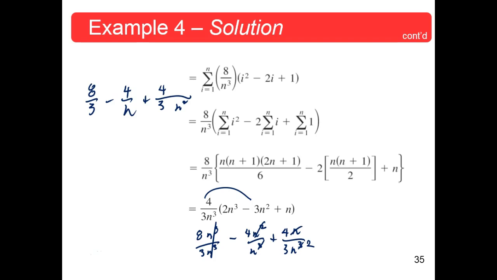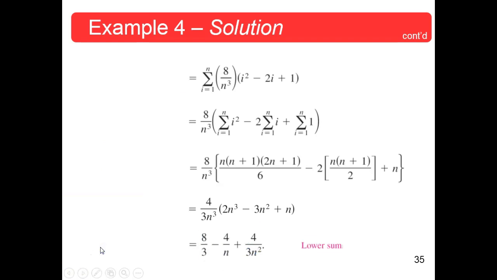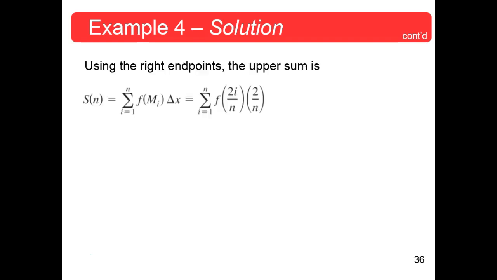Now, you can do that from the big side, and you're going to get the same result. This one has a minus, that's going to have a plus. That's exactly what we got, and that's the form you wanted it in. That's the lower sum.